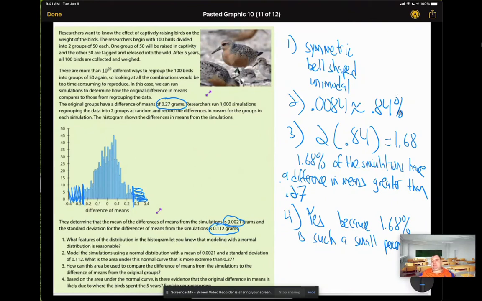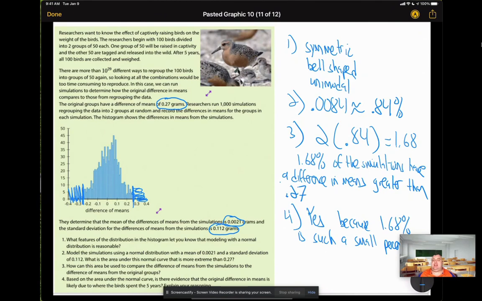Now let's say I had done this and let's say it was 21%, or 25% or 35%. Let's say 35% of the simulations resulted in differences that were more extreme than 0.27. Then the answer to number 4 would have been no. But because only 1.68% of the simulations resulted in differences that were different from what we got, then we can assume that the original data we took had good results.